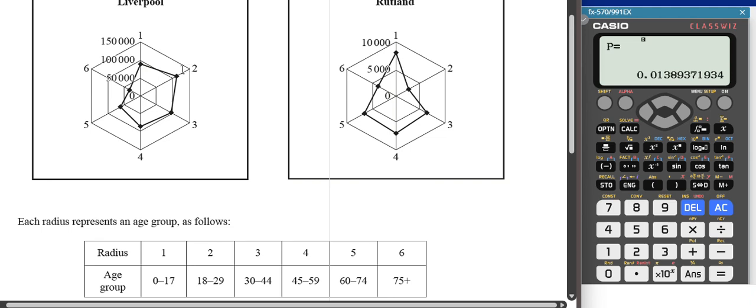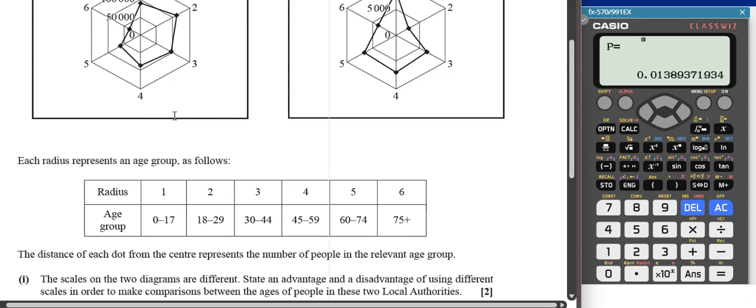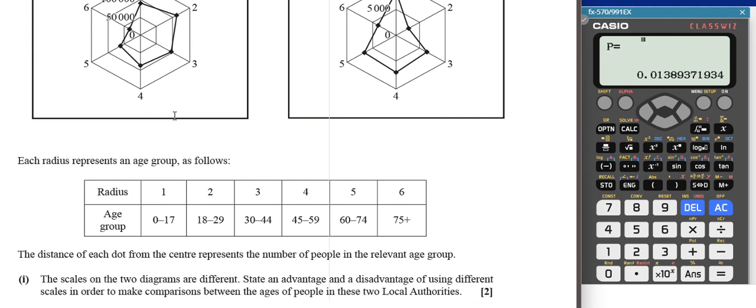So I think from this I can see that Liverpool has just over 100,000 18 to 29-year-olds and about the same number of 30 to 44-year-olds. The distance of each dot from the centre represents the number of people in the relevant age group. Good, that's what I thought it was. The scales in the diagrams are different, state an advantage and a disadvantage of using different scales in order to make comparisons between the ages of people in the two local authorities.